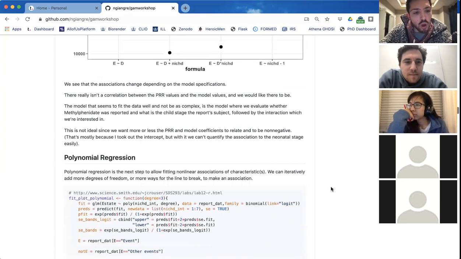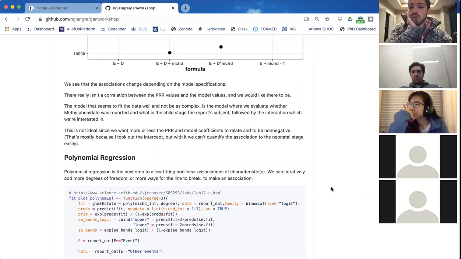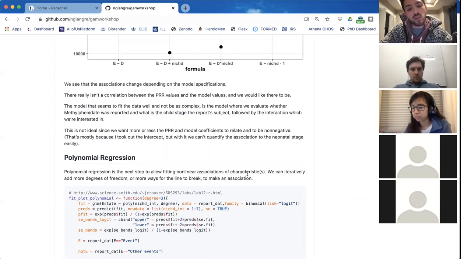All right, I'll go to the next thing. Polynomial regression. Before I go into this section, anyone have any questions about logistic regression or what I showed so far? No? Cool. Alright, so polynomial regression is the next step to allow fitting nonlinear associations of characteristics.